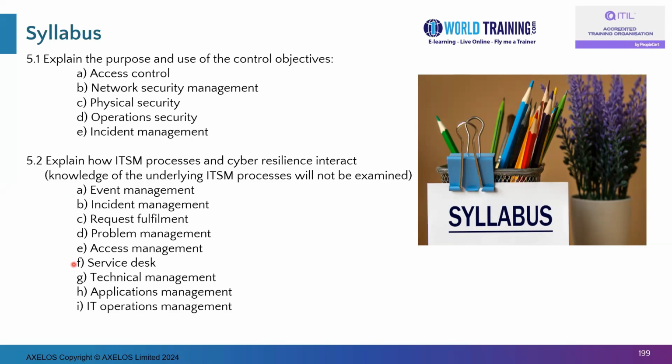We have 5 processes. But then there are 4 of them which seem like processes, but they're actually functions because functions can carry out 1 or more processes. So these are service desk, technical management, applications management, and IT operations management. For example, service desk function could carry out incident management and request fulfillment. So therefore, a function is like a group of people who can perform several activities which are connected with 1 or more processes. Sometimes multiple functions may be needed to take part in a single process. For example, technical management, applications management, they will have their say for event management.